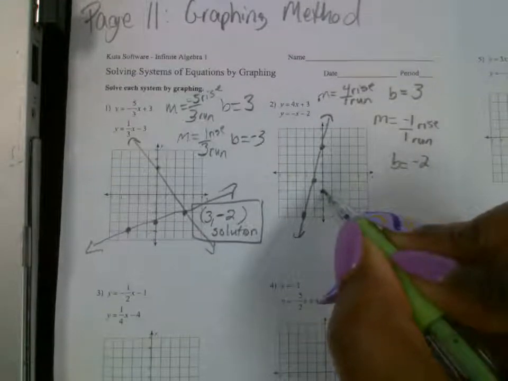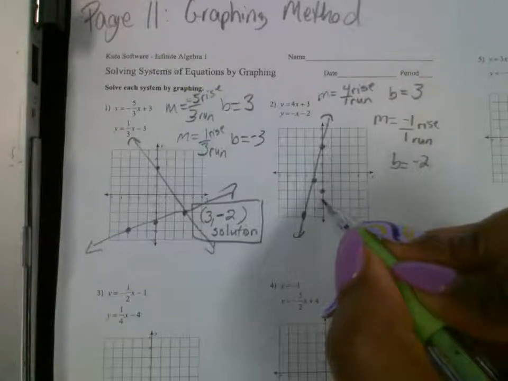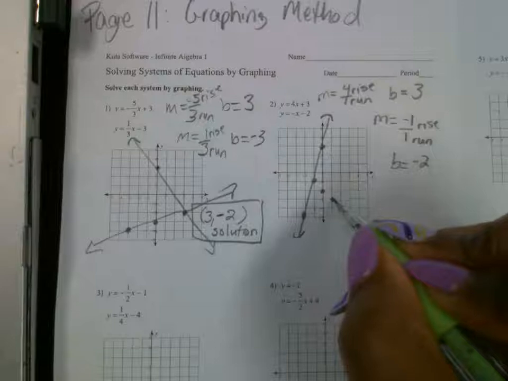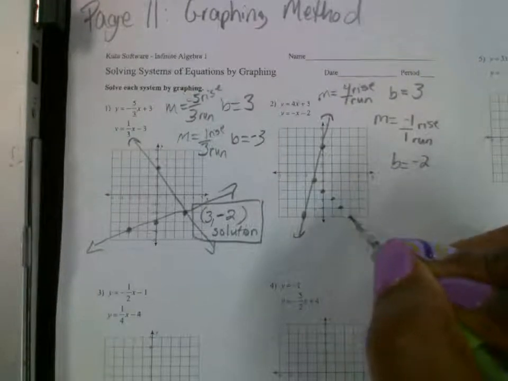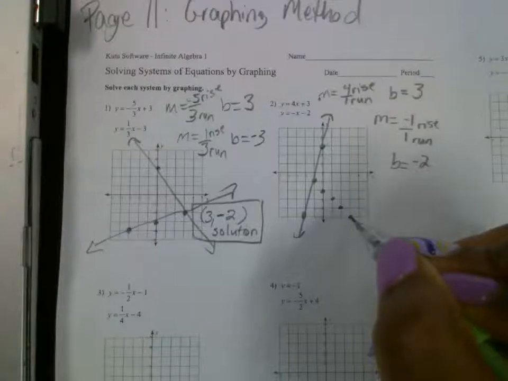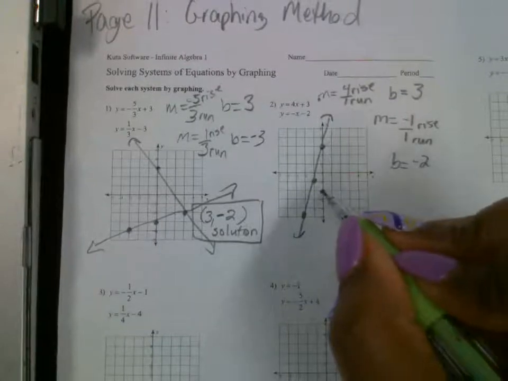Now what do I do? You go down 1. And then to the right 1. Put your point there. Down 1, right 1. Down 1, right 1. Till I run out of space. Do you see that? So now I'm going to go backwards. Start here and go backwards.